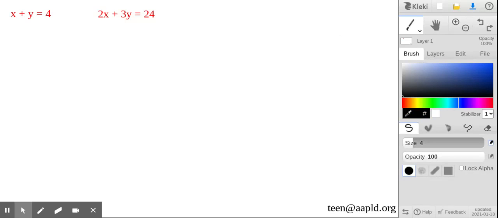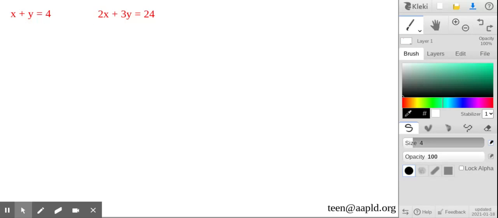Okay, so the first thing that we want to do is choose which equation seems the easiest to solve. On the left side over here, we have an equation where there's no numbers in front of the variables, which are x and y, and 4 is relatively small. Whereas in this equation over here, there are numbers in front of x and y, and 24 is kind of a big number. So since we want to make things easier on ourselves, we're going to start off with the equation that's smaller and easier, which is x plus y equals 4.